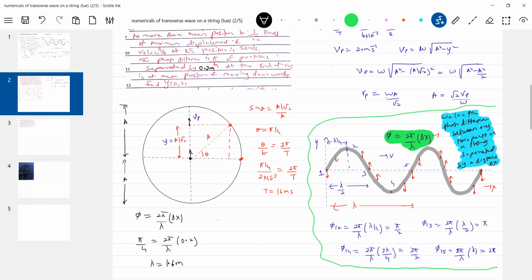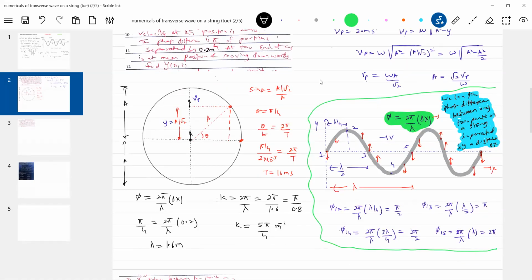After getting lambda, then I'll go for k. k equals 2 pi by 1.6, which is pi by 0.8, which is 10 pi by 8, 5 pi by 4. Okay, now we know k. Now I'll get the wave speed. Anyway, if needed, you can go for it.